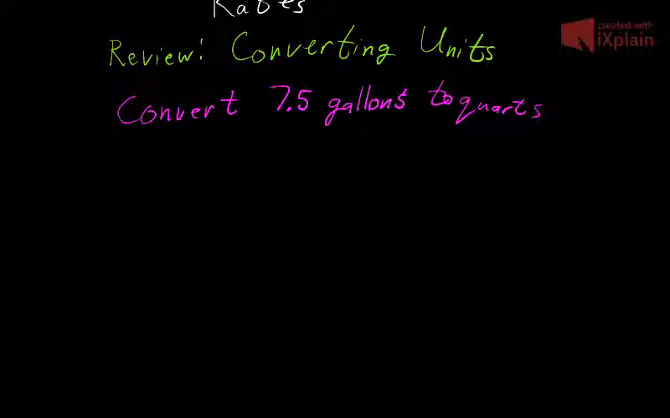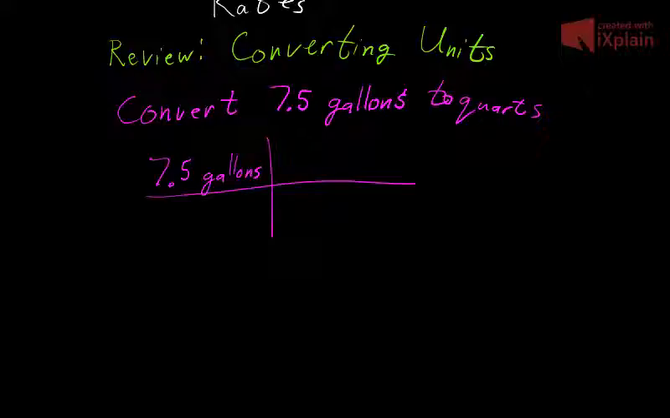As it turns out, if we remember correctly, we should make one of these T-charts, and we're going to write what we're going to start with right here, 7.5 gallons. And I'm going to write what I want to end with right here, quarts, and gallons I want to get rid of, so it goes on the bottom.